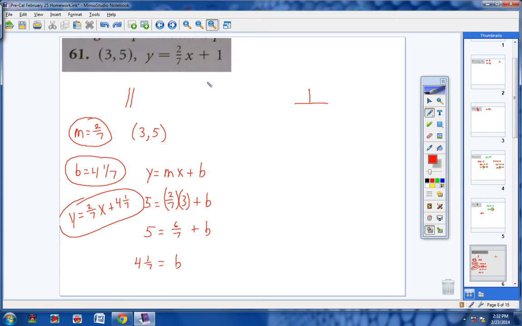All right, let's try one now that's perpendicular. Well, let's remember, we already know the slope of this equation is 2/7. So if the slope of this linear equation is 2/7, then the slope of a perpendicular line to that line would have to be, well, we're going to change the sign. This is positive 2/7, so we'll use negative 2/7. And then you flip 2/7 and you get 7/2. And we know the line also passes through 3/5.